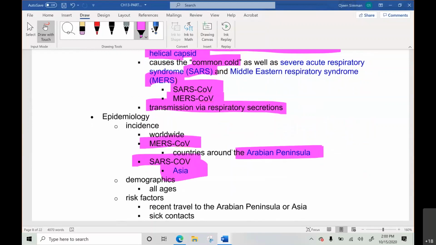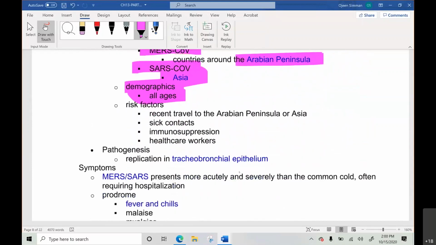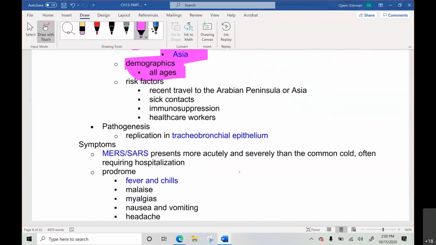Common in Asia. It affects all demographics of all ages. Where does it replicate? It replicates in the tracheobronchial epithelium.